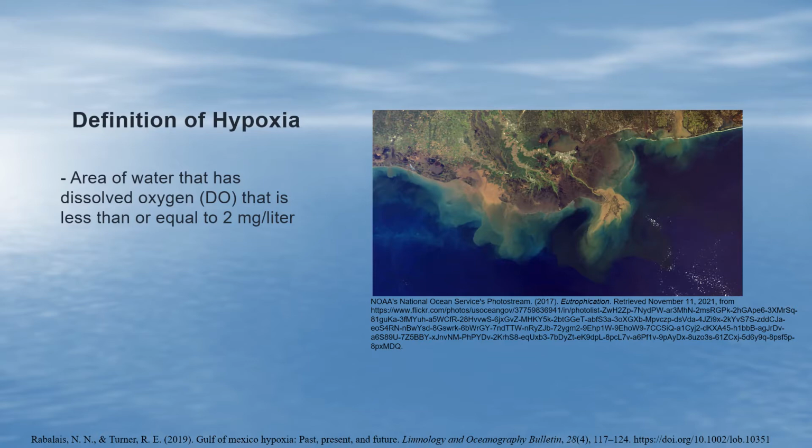To the right is a satellite image of the hypoxic area around the Gulf of Mexico. As you can see, there appears to be a green film around the water, especially around the coastal land area. The green coloration is actually caused by algal blooms due to eutrophication, which we will discuss further in the presentation.